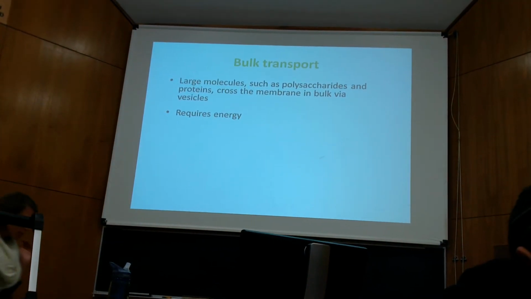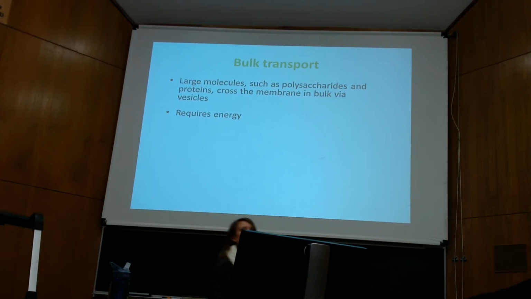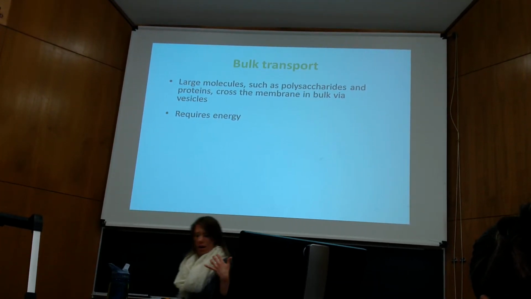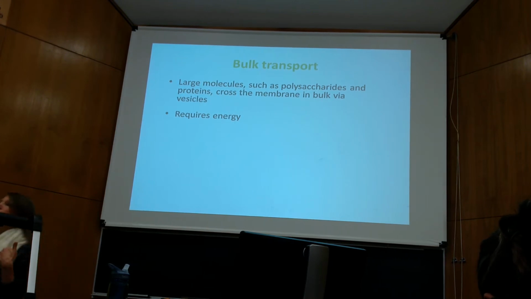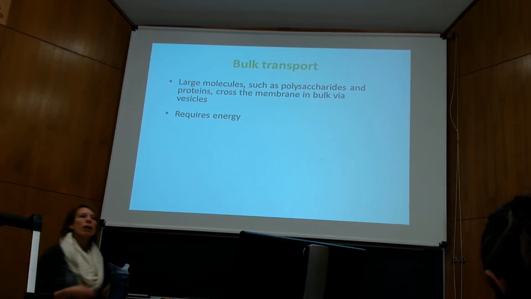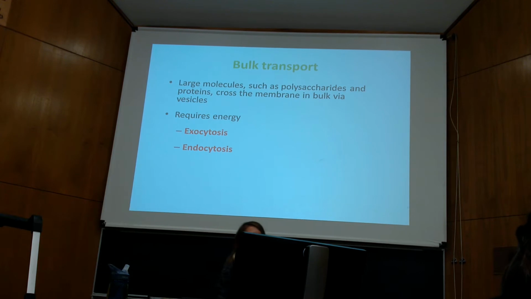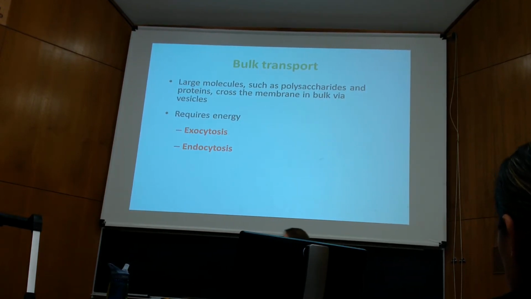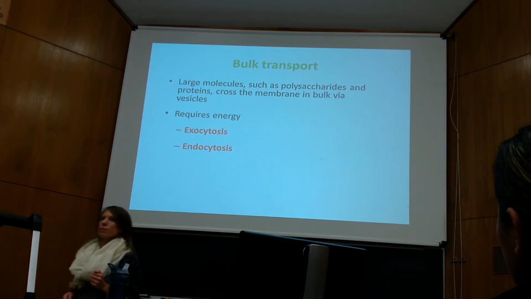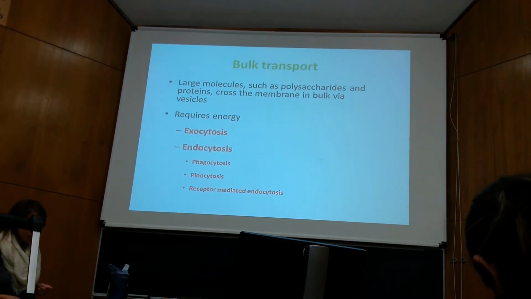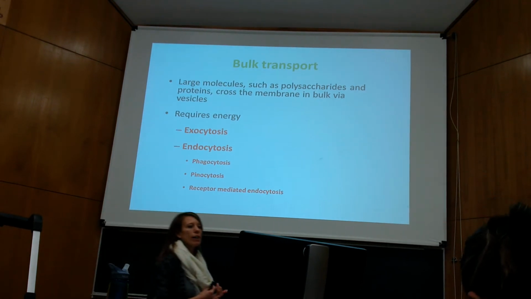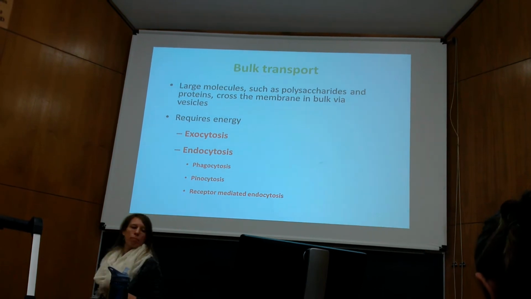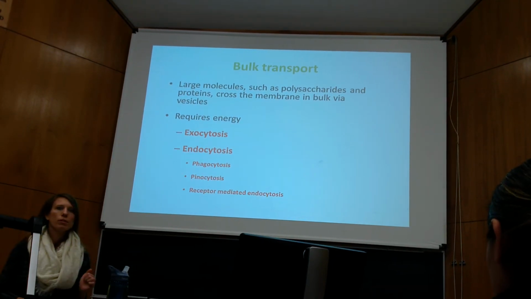Okay. So now let's look at bulk transport. We've looked at ions and small molecules, but what about large molecules like huge proteins or polysaccharides? This is going to also require energy, but it's not transport proteins that move it across. They are processes called exocytosis and endocytosis. So endocytosis actually has three different types we talked about: phagocytosis, pinocytosis, and receptor-mediated endocytosis. Okay, so let's look at this.